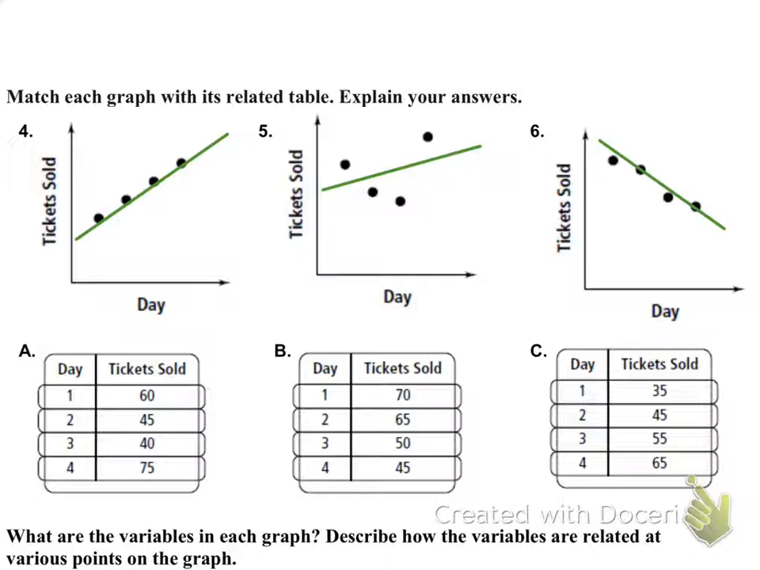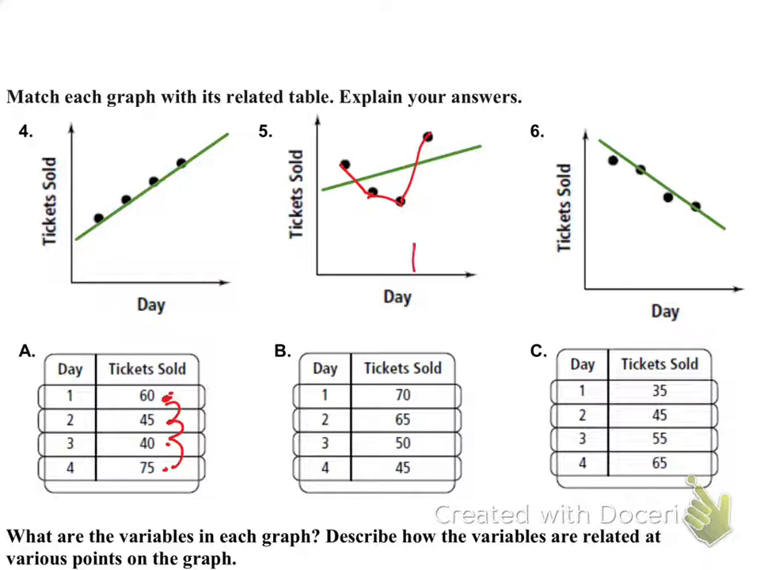All right, so we just need to match the graphs to the information. Day 1, 60 were sold, so that's about the middle of the numbers. 45, and then it goes down, and then it goes down some more, and then it goes up. So we start somewhere higher up, go down, and then go up. So I would say it's this one. Go down, and then go up.